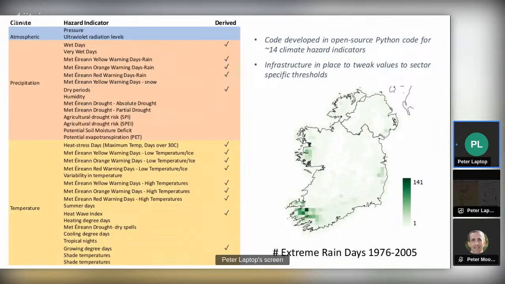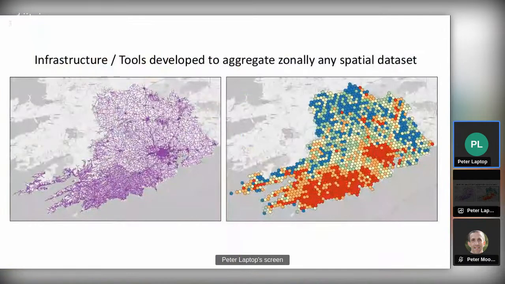And so you can see there the number of extreme rain days, based on the Met Éireann orange weather warnings that we had between 1976 and 2005. You can see the spatial distribution of where that is, but you can begin to not just take the current level or the historic observations, but look at the future projections as well and see where that's going to change.